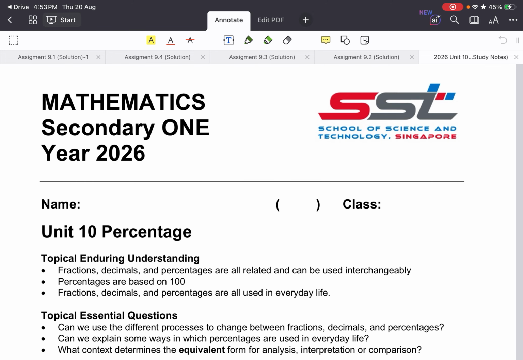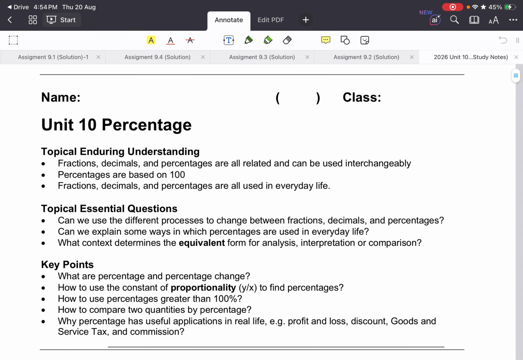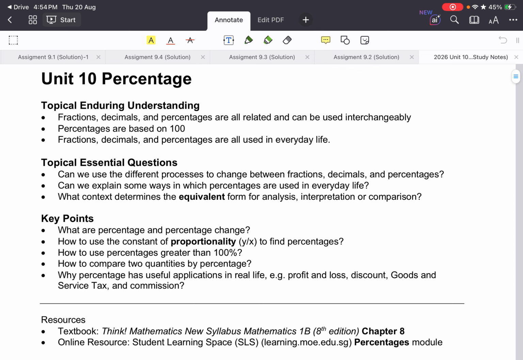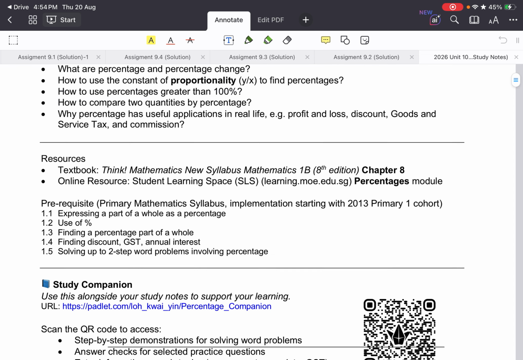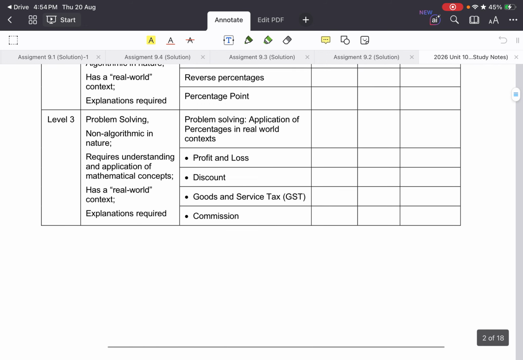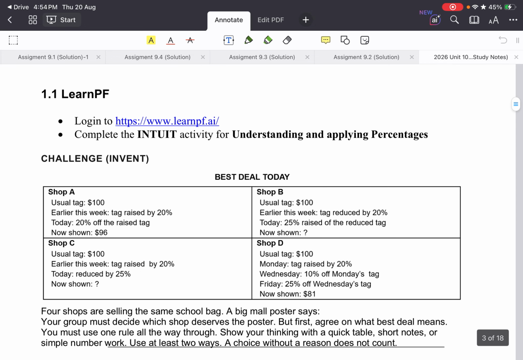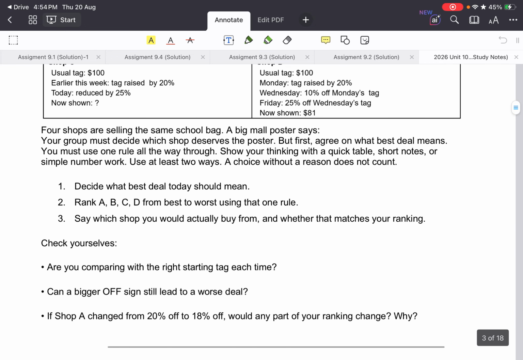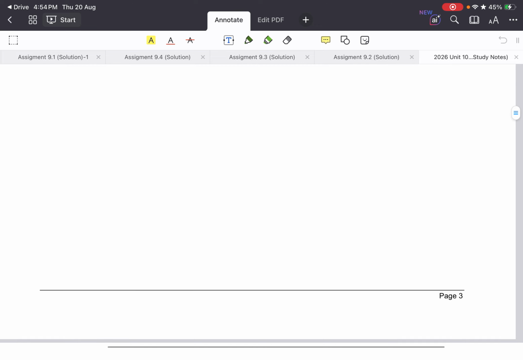So let's begin. Now, the first portion here on enduring understanding and essential question, do spend some time to read them on your own. You have the hard copy notes. So we will just move down. Here's a study companion made by another teacher, very useful. Inside this link, it will bring you to a Padlet where many examples are worked out for you, and there may be even some videos, micro videos, for you to watch and follow along. So let's continue. Learn PF, do complete it as per instruction. I'll give you instruction in class to do this.